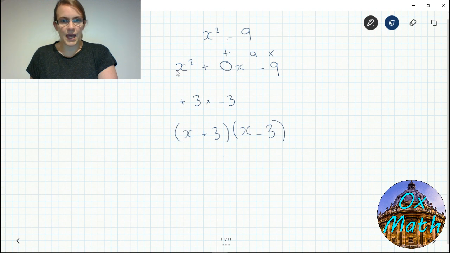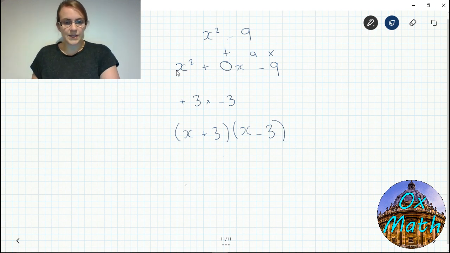Now this is a special example which is actually called the difference of two squares, and it is when you have an x squared minus a square number with no x term, you know that you're going to need the positive square root and the negative square root, so that they cancel each other out when they add, but multiply to give you your number. It's worth pointing out at this point that not all quadratics can factorise.